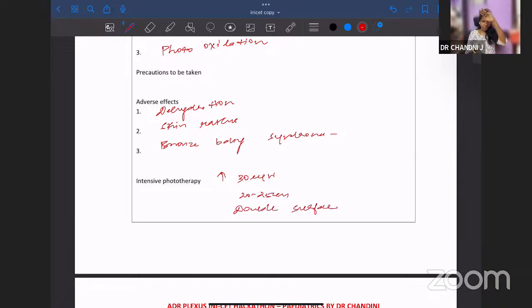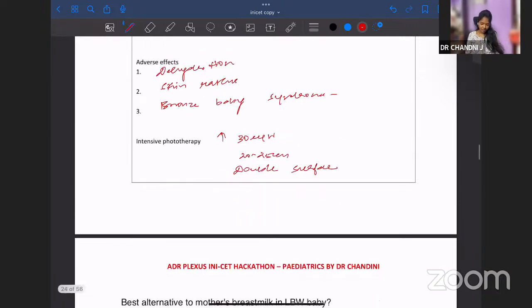Double surface means above the baby, you keep one unit. Below the baby, you keep one unit. That is double surface phototherapy. So we have done phototherapy.